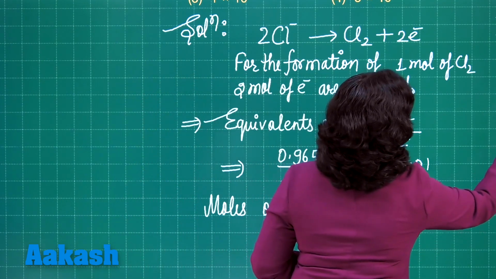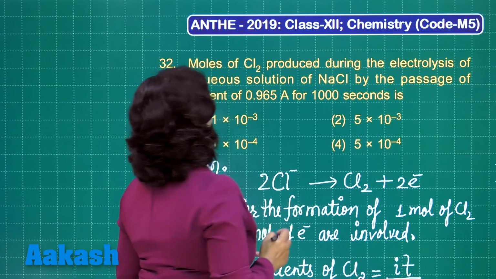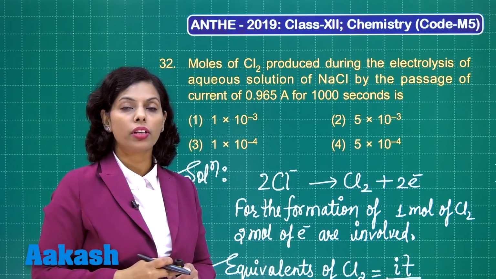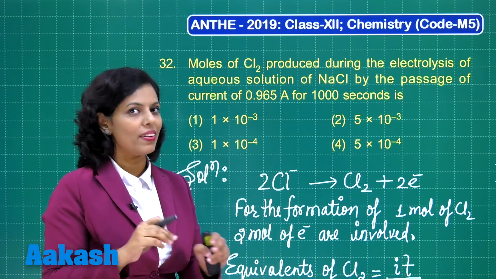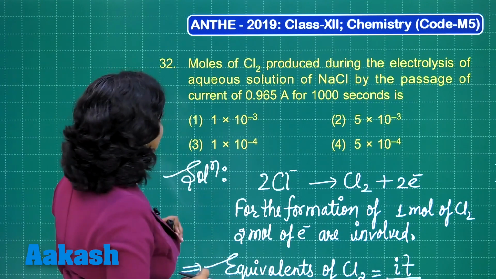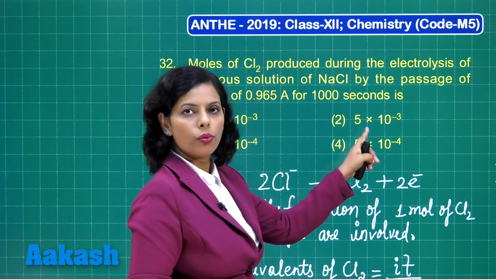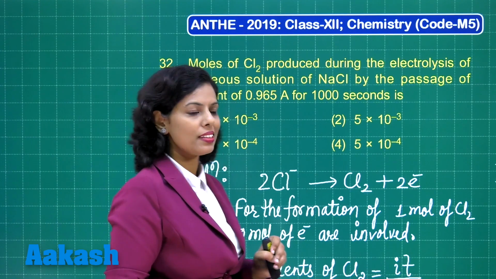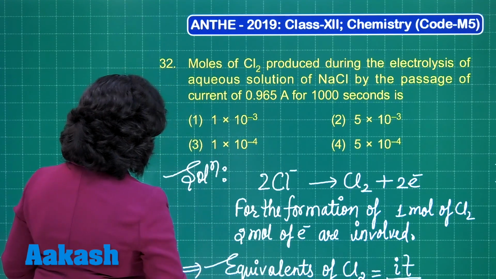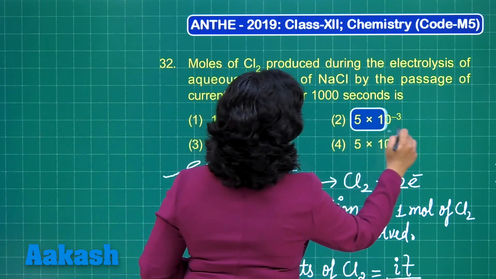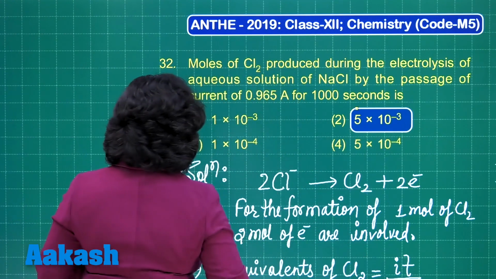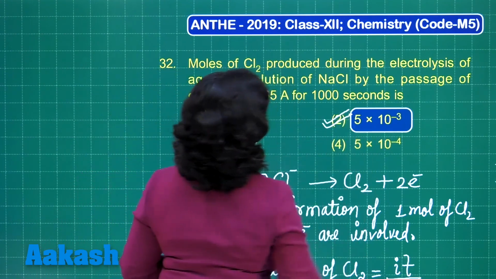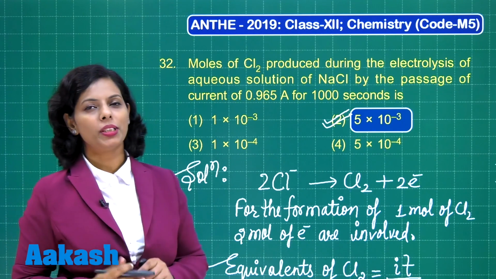On the basis of this, if we check the options given here, where that value is given, 0.01 divided by 2. That is correctly given here in option 2, 5 into 10 raised to the power minus 3. So this is my correct answer. I'll just mark it. Option 2. Right? I hope it is clear.